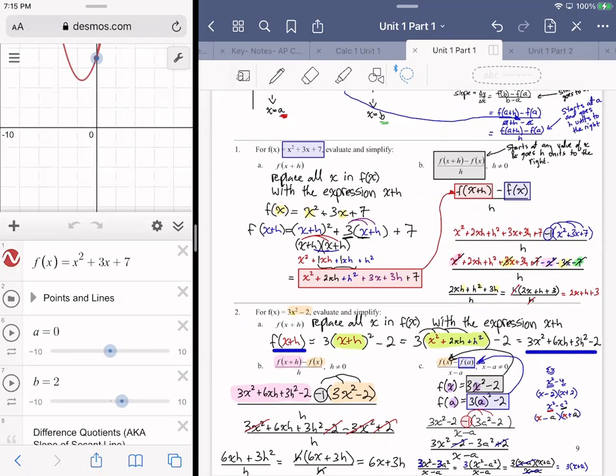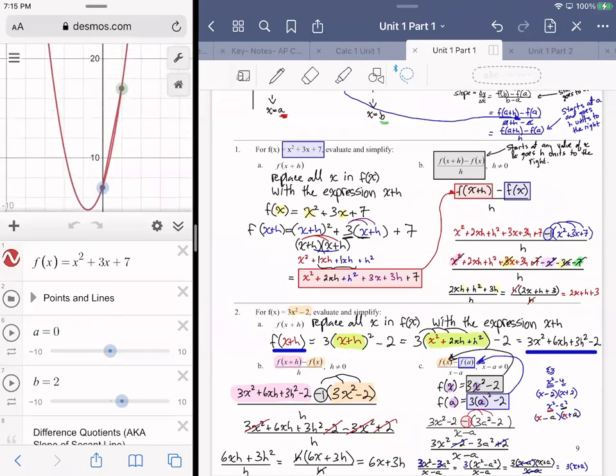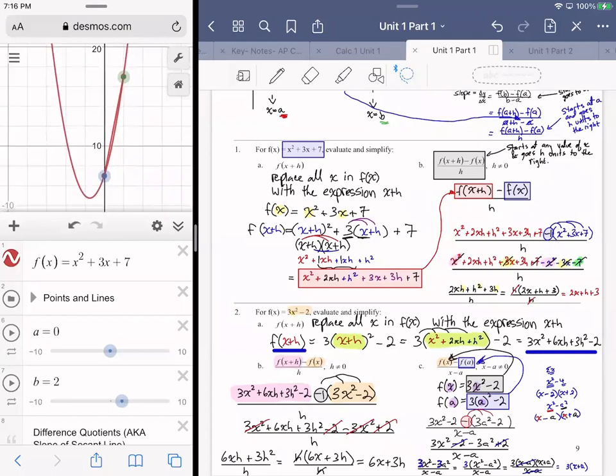All right. So over some interval from a to b, where a is known as a particular value, and so is b. I have this parabola here, x squared plus 3x plus 7. Depending on where I slide my slider, it'll position a at a different location. What we're looking for is the slope connecting any 2 points.